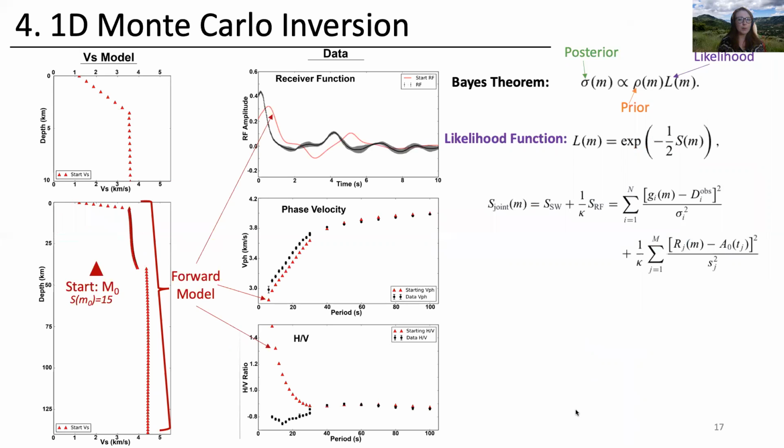In order to form the likelihood function, we must forward model a given shear velocity model via Herrmann's computer programs in seismology. Here we show the result of forward modeling the starting model M0 and producing the receiver function, phase velocity, and H/V ratio in red in comparison with the black data and uncertainty. This allows us to calculate the misfit to each data set, and the combined misfit, which is 15 for the starting model M0, is given as the equation S and input into the likelihood function.